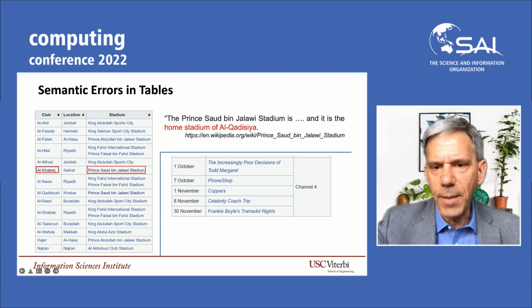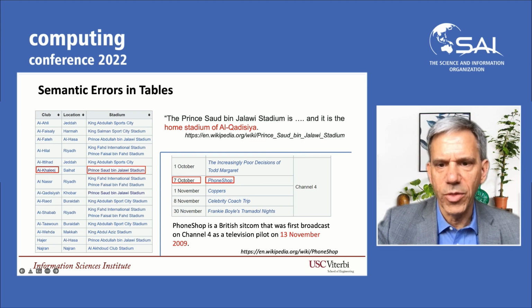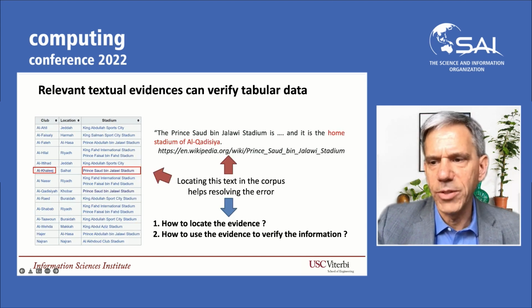A second example, also from Wikipedia, comes from a table about different shows and when they were actually launched. Okay, and this shows that this particular show, Phone Shop, was first broadcast on a particular date. But in fact, the date in the table is October 7th. The date in the text is November 13th, and the one in the text is actually the correct date. So again, another semantic error. So those are actually real-world examples, some tables that had errors in them.